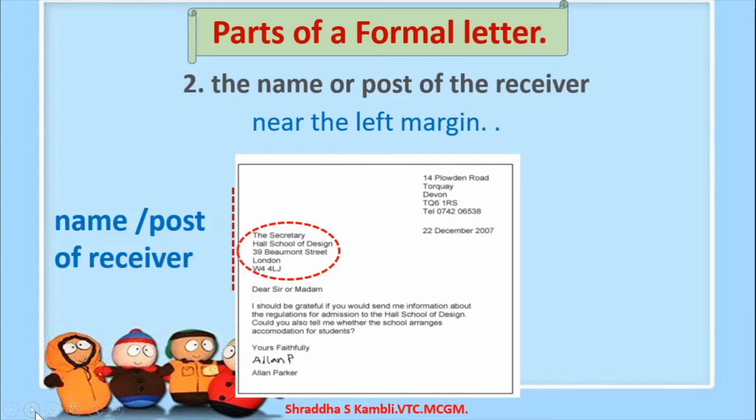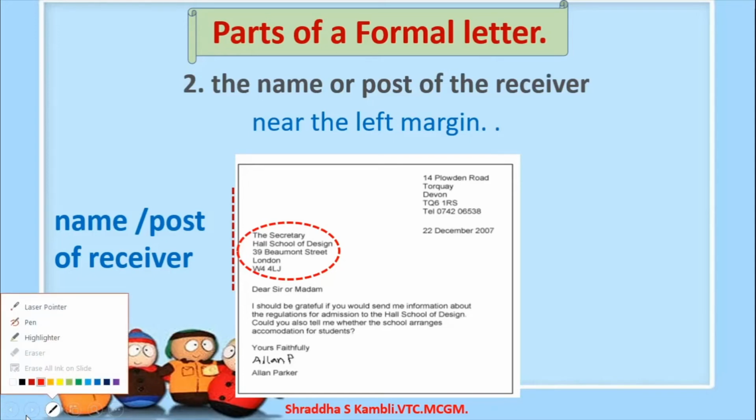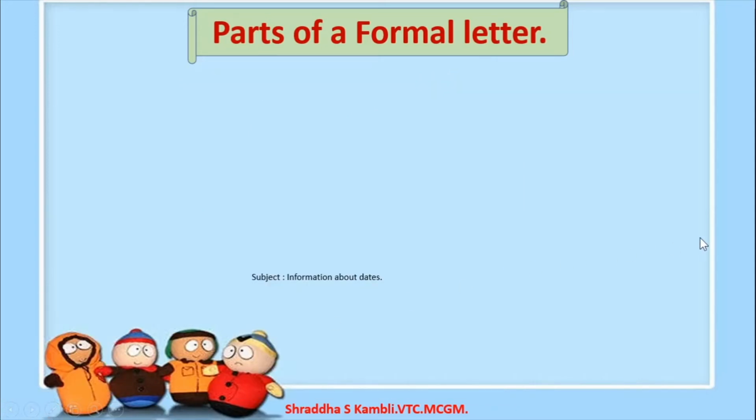Where you write the name and the address of the person to whom you are sending the letter, and you write it on the opposite side. Okay, you're writing the sender's address on the right top corner, and you will write the receiver's address on the left side near the margin. Okay, let us move on and let us see the next part of the letter, that is subject of the letter. Which is the next part of the letter?